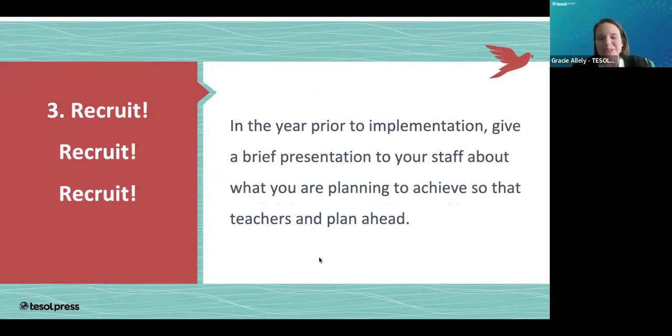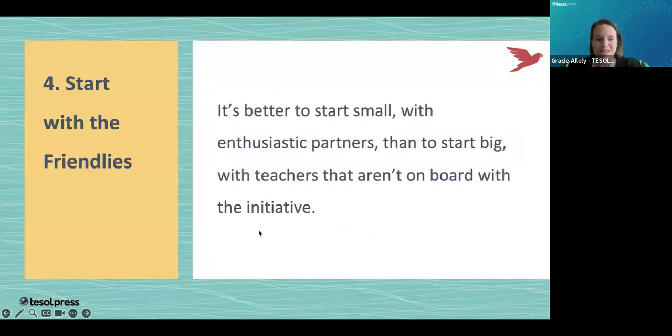Next one is to recruit. Give a brief presentation to your staff about what coaching is and what you're planning to do, so that they can be aware of what's coming. This can also help reduce any sort of anxiety around coaching. A lot of times people hear you're getting a coach and you're just like, oh my gosh, you feel like you're being evaluated or graded. And so just being very transparent from the beginning of what you're doing and why you're doing it is really crucial.